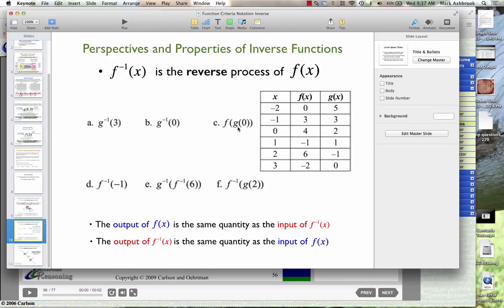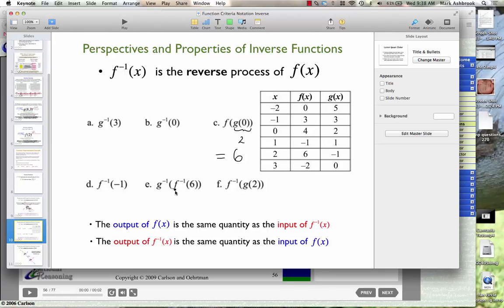So what is g of 0? The output of g when its input is 0: 2. So now 2 becomes the input of f. That's going to be an x value. We're going to get 6. See a 6. Does it make sense? Okay.